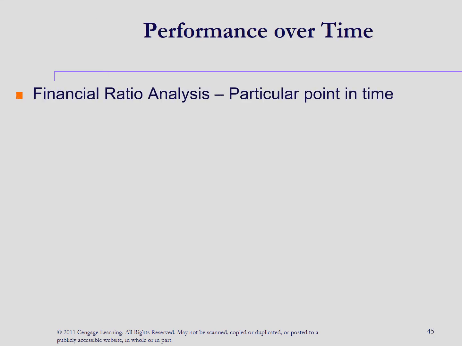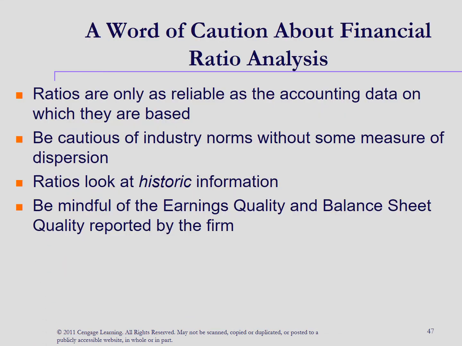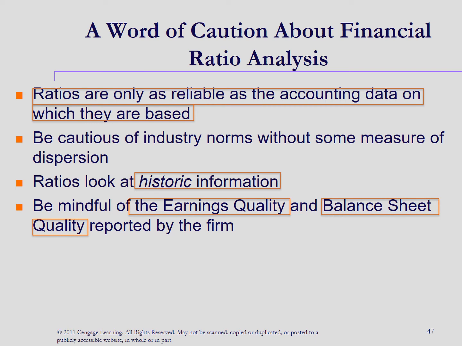Financial ratio analysis measures performance at a particular point in time. How do we assess a firm's performance over time? We can use trend analysis. Ratios are only as reliable as the accounting data on which they are based. Ratios look at historical information. Be mindful of the earnings quality and balance sheet quality reported by the firm.